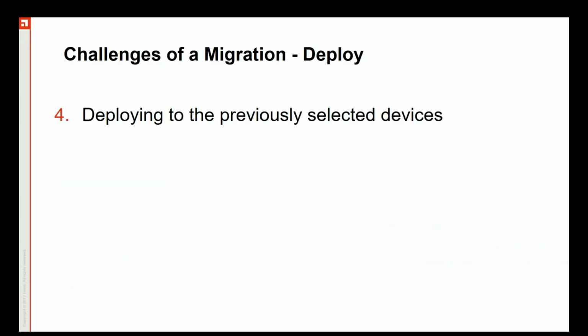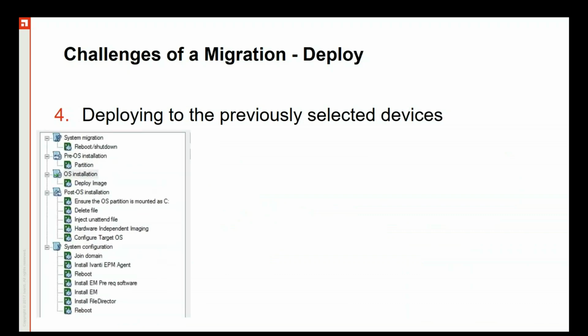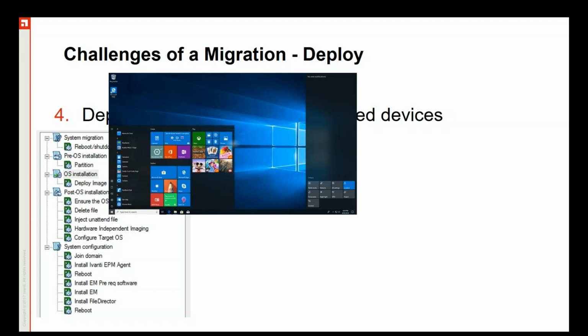So number 4, that deployment phase. Everything is templated in our solution here. It typically includes things like partitioning the disk, deploying an image, installing drivers, and joining the domain and installing software. What's nice about this is we're able to deploy a single Windows 10 image to multiple types of hardware.